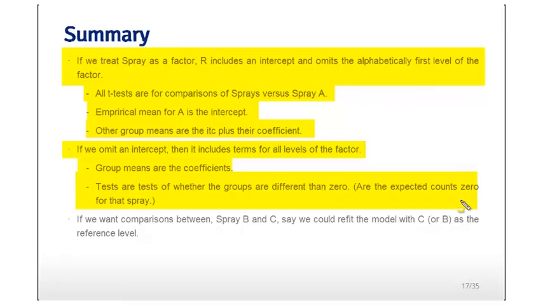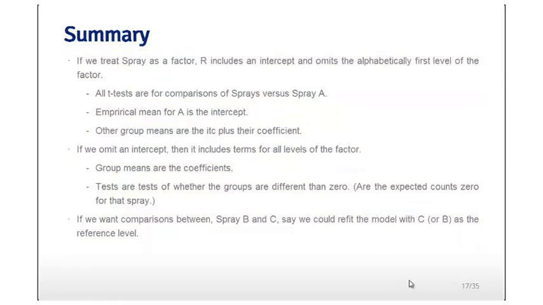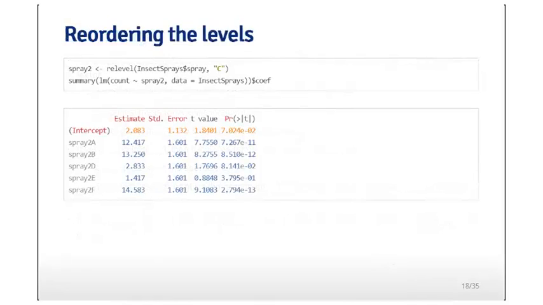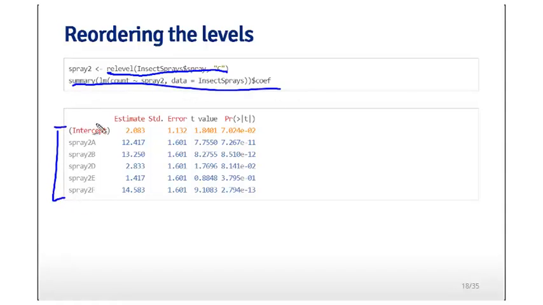And then if you want a comparison between, say, B and C, what you could do is refit the model with C as the reference category or B as the reference category. That's the lazy way to do it. Well, I don't know, that's the intellectually lazy way to do it. The lazy but knowing-how-to-do-it way is to simply use the relevel function. This is just basically saying I want C to be my reference category, and then I just fit my ordinary thing, and now spray C is my reference category.